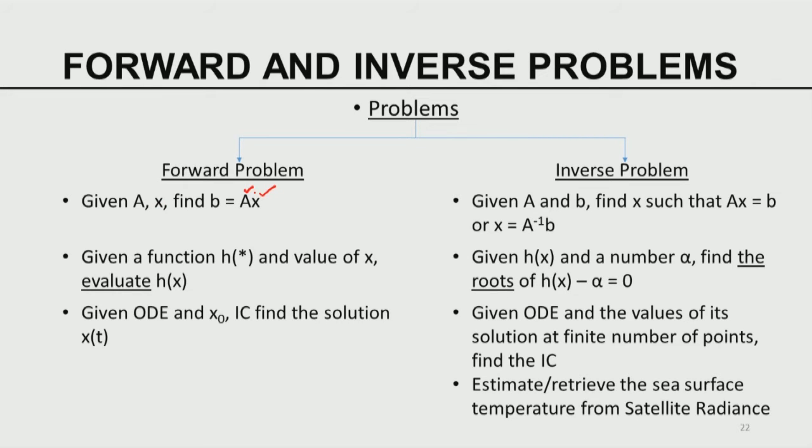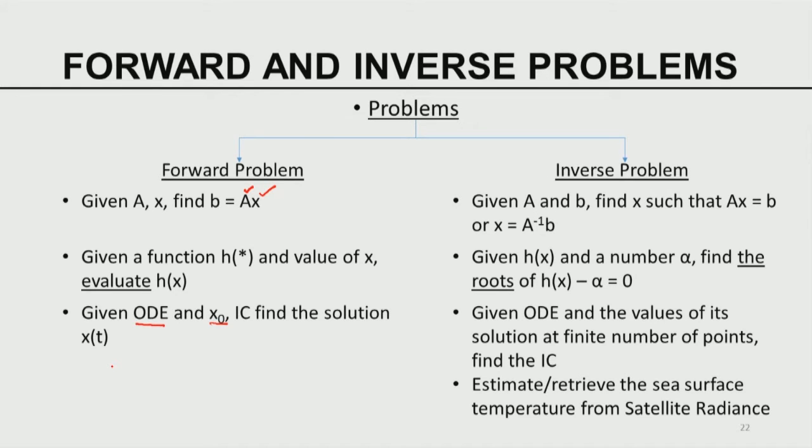Another example of a forward problem is, given a function H and a value X, evaluate H of X. For example, I have a polynomial, I would like to be able to evaluate the polynomial at 0.2. I would like to be able to evaluate the polynomial at 0.75. Polynomial is given, the point x is given, I simply want to evaluate the value of the polynomial. Another example of a forward problem: I am given a differential equation and an x naught initial condition. So, given a differential equation, I can find a general solution. If you tell me the initial condition, I can find a specific solution that matches the initial condition. So, these are called examples of forward problems.